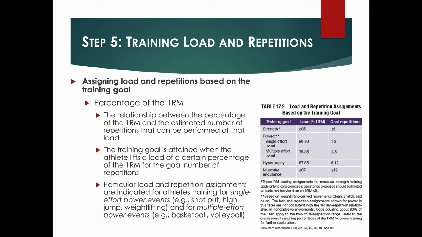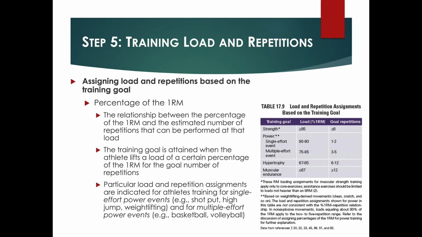Multiple event, 3 to 5 repetitions, 75 to 85% of 1RM. Hypertrophy, 6 to 12, 67 to 85% of 1RM. And endurance, greater than 12 repetitions and less than 67% of 1RM. So this is how you'll know to assign repetitions along with load percentage. And make sure you kind of follow this rule right here.